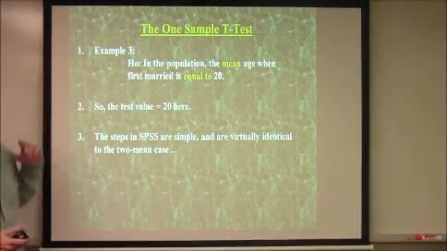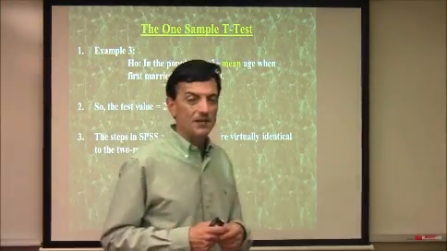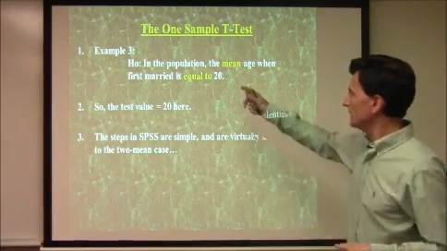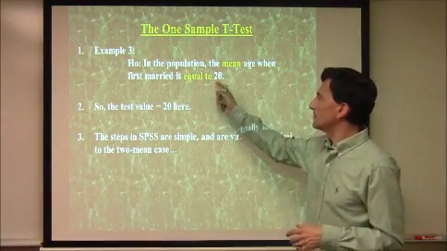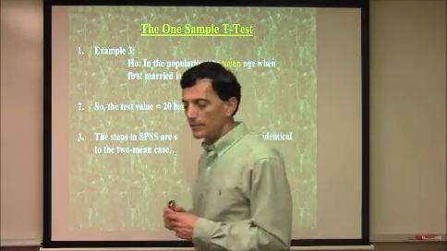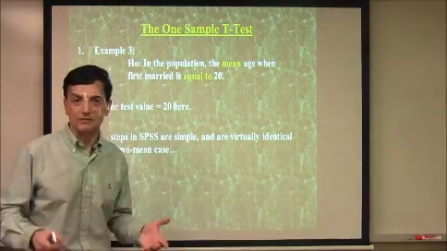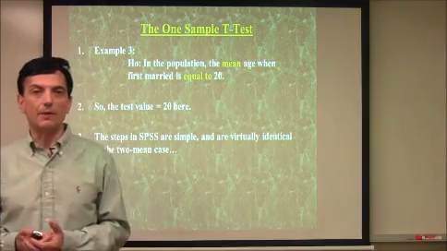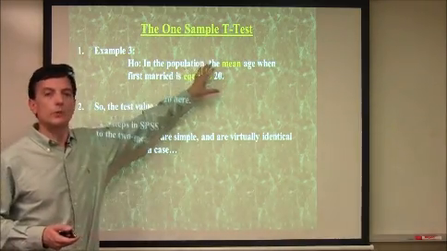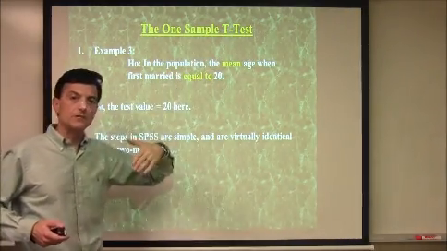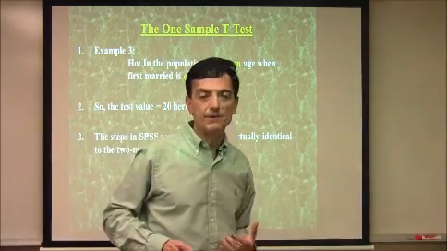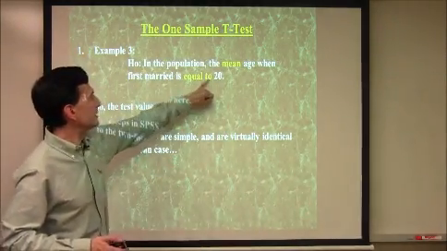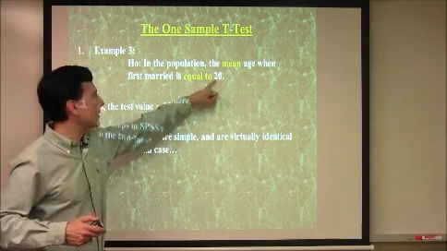Here's another example. We'll make this our third and final example for the one sample t-test. In the population, the mean age when first married is equal to 20. And we can take advantage of the General Social Survey, and we could look at something like 1,500 Americans who have been sampled by that survey, and we can ask how old they were when they were first married. And among those who are married and who have given us that information, we can compare that to some test value, which we're saying for the moment is 20.